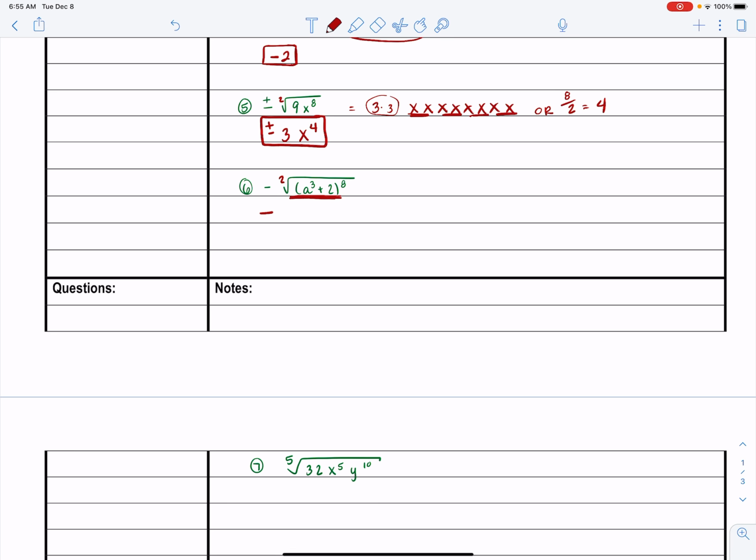I know that if I have a square root, I'm looking for pairs of those things. So how many pairs will I have in 8 powers? If you take all 8 of the ones that you have and divide them by 2, you know that you have 4 pairs of that. So really you have negative a cubed plus 2 to the 4th power. If you wrote it 8 times, you would be able to find 4 pairs.